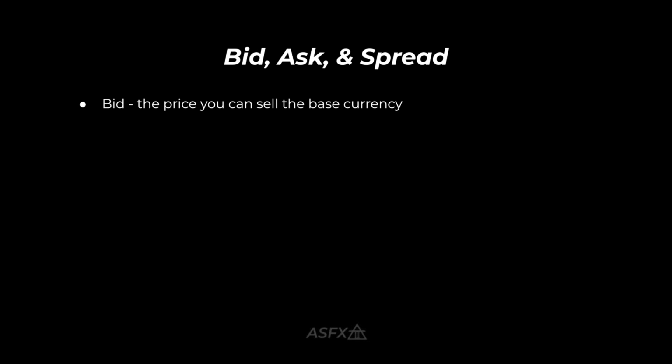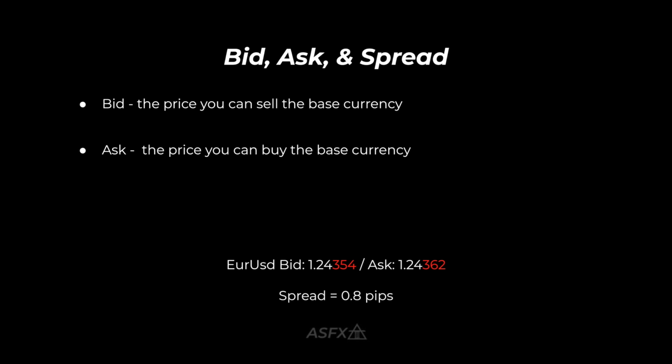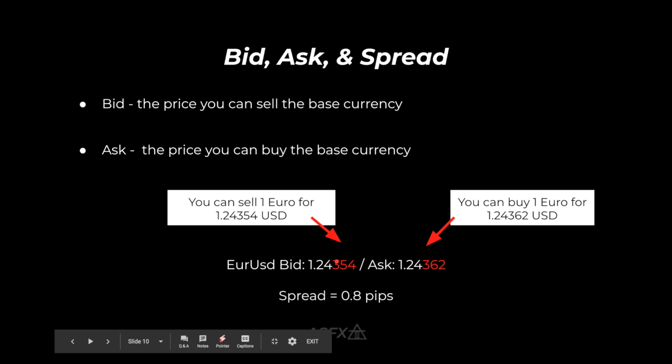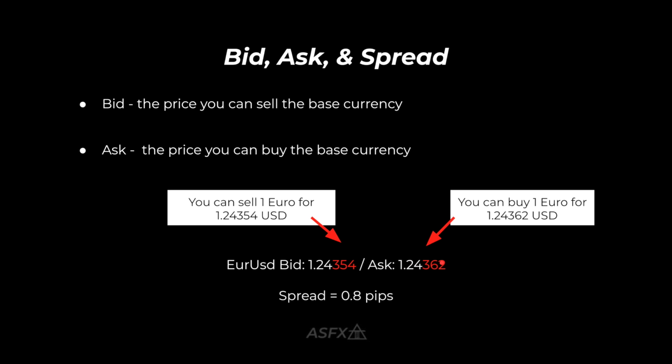So now that you understand pips, let's talk about the bid, ask, and the spread. You've heard me mention this before when we talk about a currency being quoted in 2 different prices. So first, the bid is the price that you can sell the base currency. The ask is the price that you can buy the base currency. So if we look at this example here, in EUR/USD, if the bid is 1.24354 and the ask is 1.24362, that would mean that the spread is 0.8 pips. The difference between the 35.4 and the 36.2 is 0.8 pips, and you can sell €1 for 35.4 and you can buy €1 for 36.2.